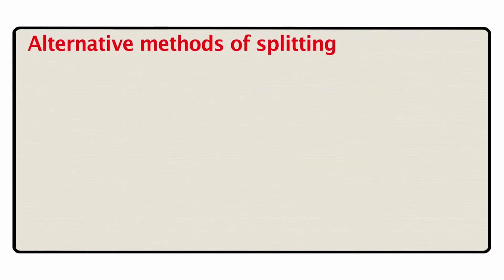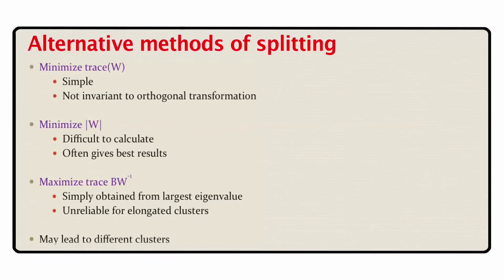One criterion that we need to look at is minimization of the trace of W. So we are trying to minimize W, and of course W is a matrix, and therefore we need to look at a single scalar value, which can be the trace of the matrix W. This method is simple and generally it's invariant to any orthogonal transformation. So you can make orthogonal transformations and you can still get the same W here.